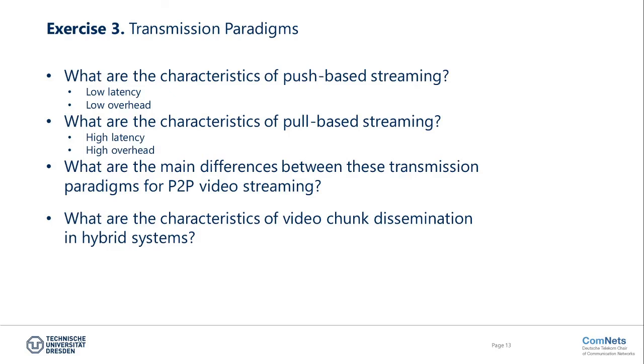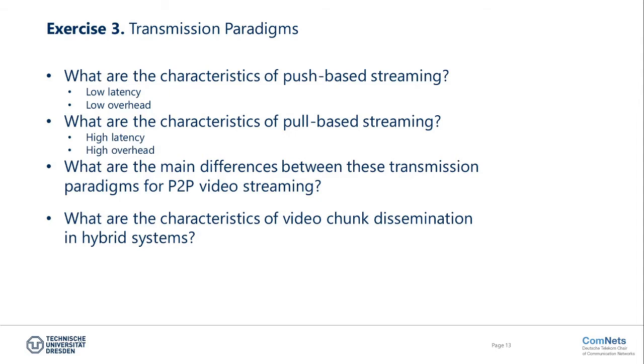In contrast to that, the characteristic of pull-based streaming is high latency. The reason is every peer in the system has to ask for the video packets that it needs, and therefore it takes some time to look at itself to find out which video packet is needed from which peer, send the request to the peer, and then wait for the response. Therefore it is higher in latency.